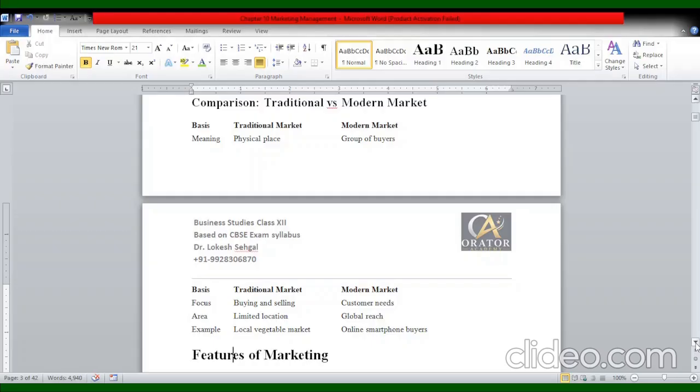So this is a limited location, but in a modern market you have a global reach. You can demand any product across the globe from any part of the world, or by sitting at any corner of the world you can demand your product. For example, local vegetable market is an example of a traditional market, but online smartphone buyers, right?